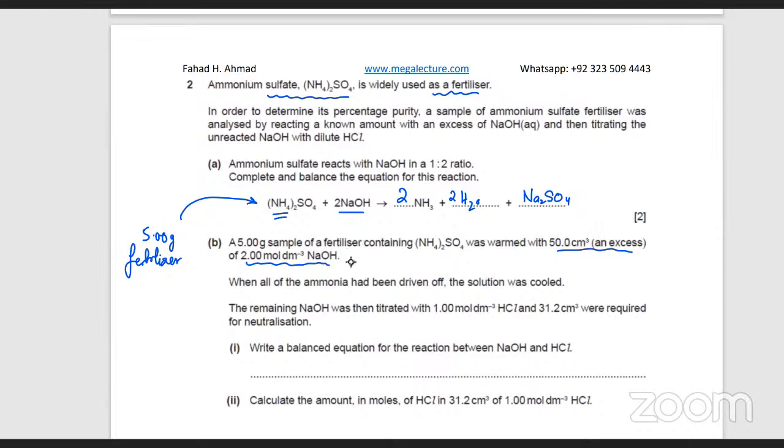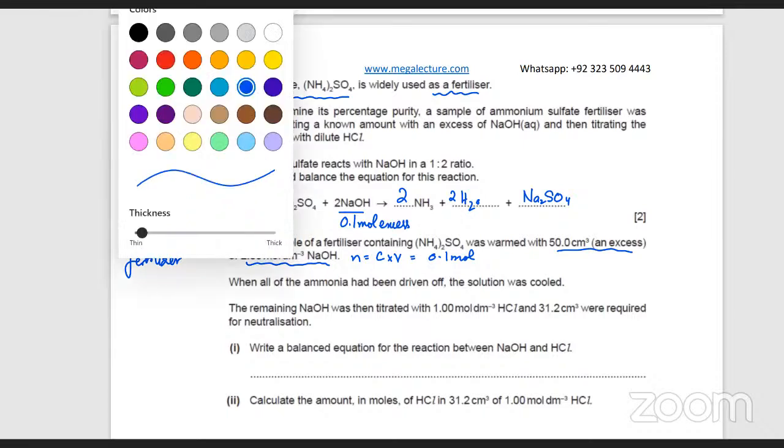I'm going to find moles over here. Concentration times volume. 0.1 moles. How many are we getting? So 0.1, we're getting 0.1 moles. That's the moles. Remember, that's in excess, which means not all of it is reacting. When all the ammonia had been driven off, the solution was cooled and the remaining NaOH. So there is some remaining NaOH.